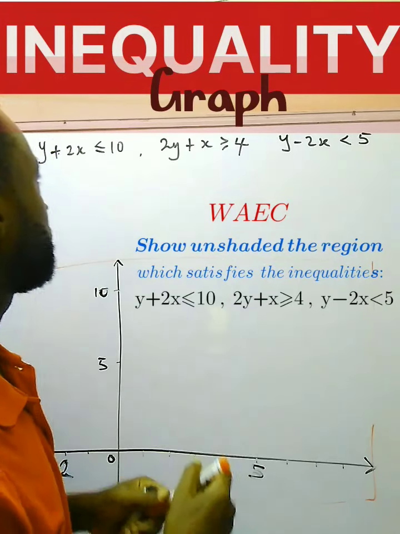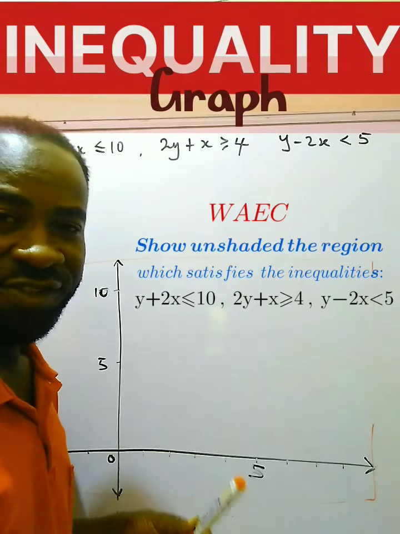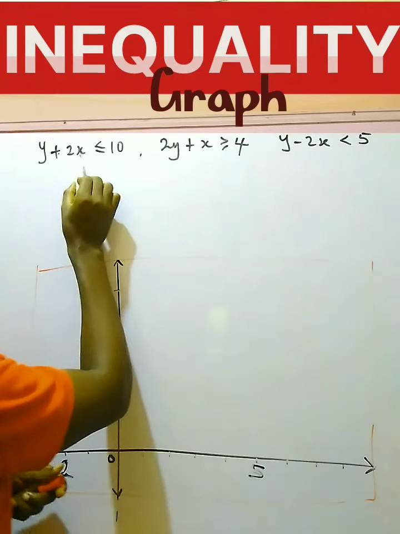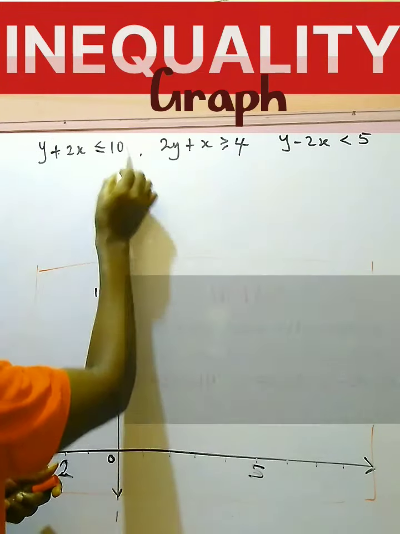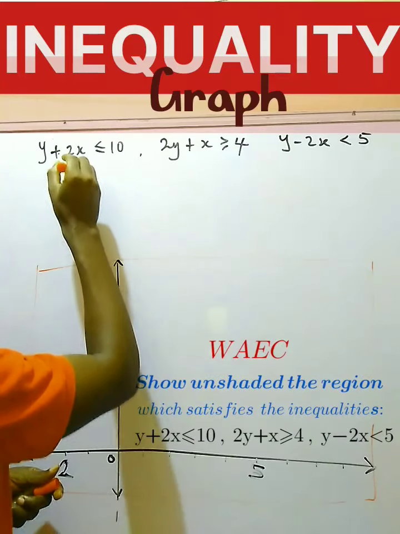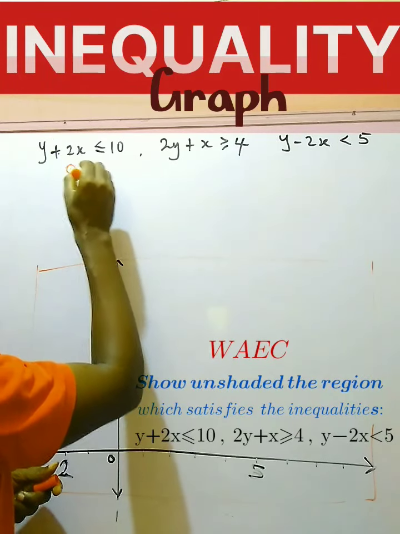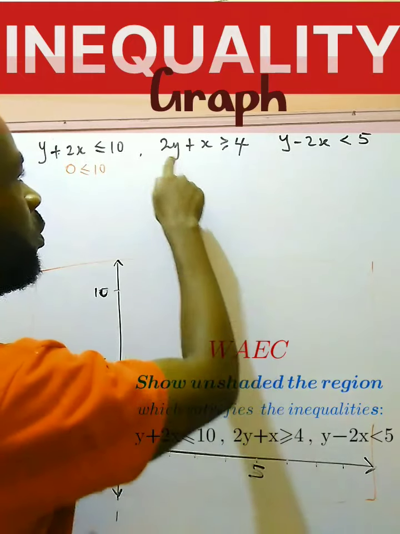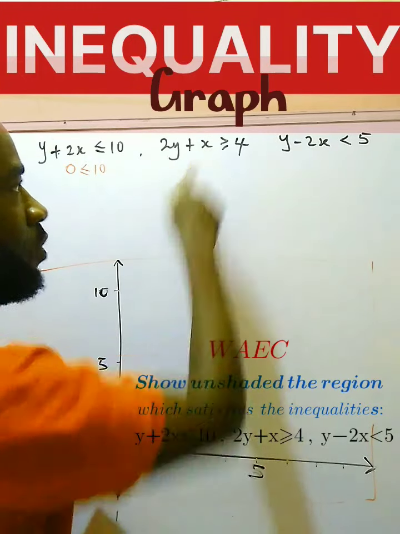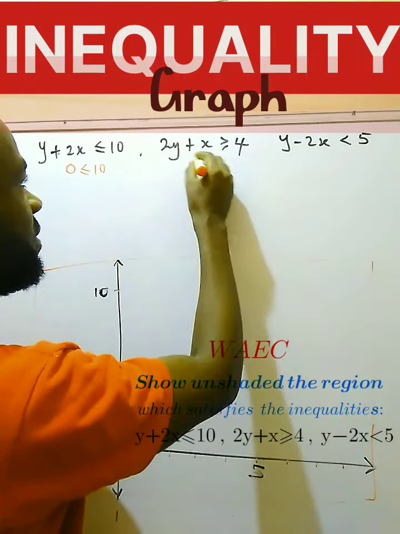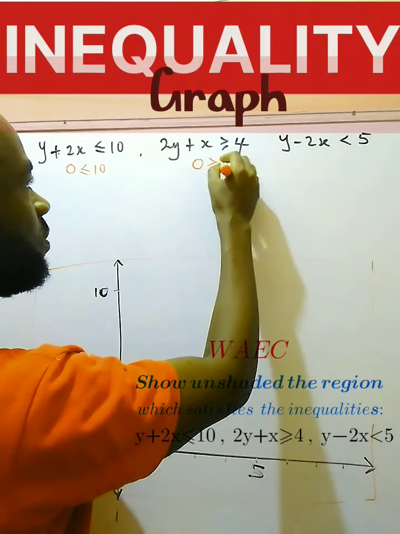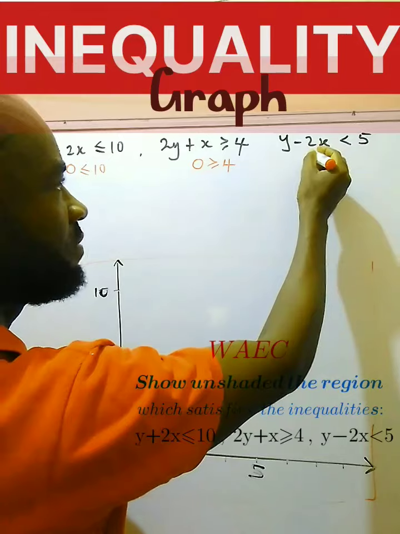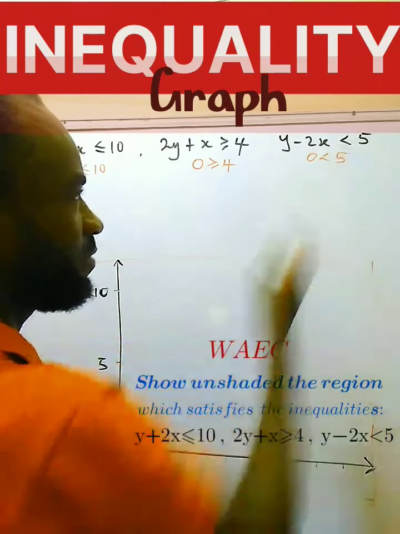Just use when x is 0 and y is 0. Okay, so when x is 0 here and y is 0 here, what will happen to this inequality? We are going to have 0 is less than or equal to 10. When y is 0 and x is 0, I'm going to have everything here as 0 is greater than or equal to 4. When y is 0 and x is 0, I'm going to have 0 is less than 5.